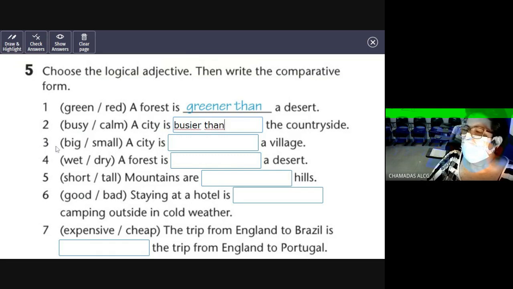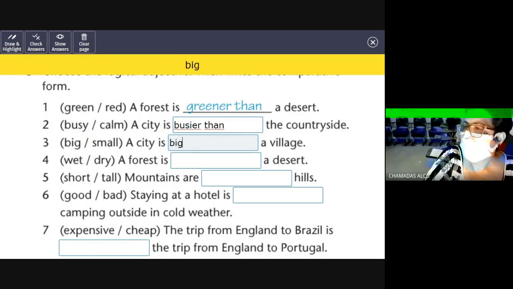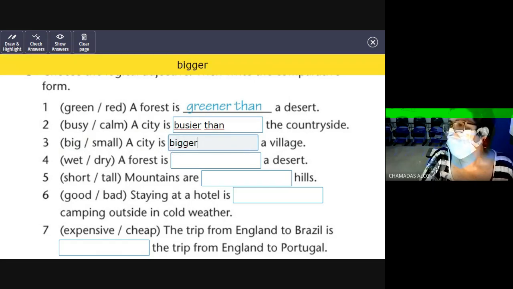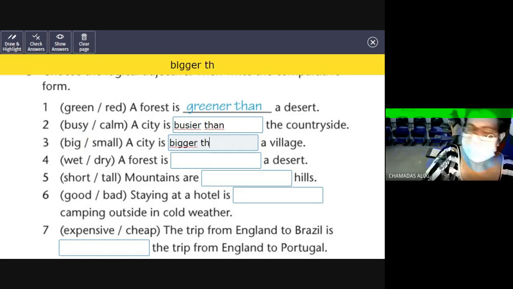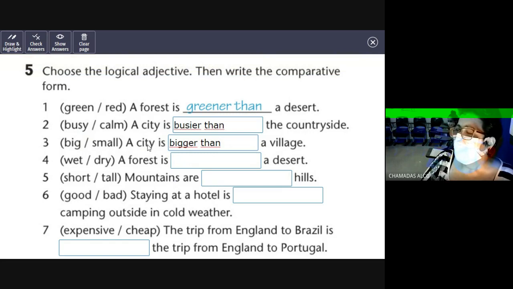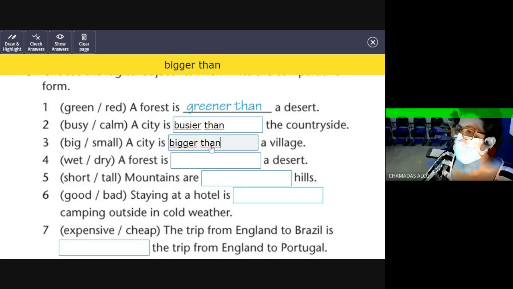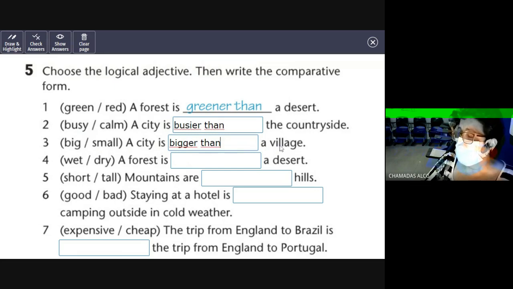Now, number 3, a city is bigger than a village. Remember, here we have CVC, consonant, vowel, consonant. So I have to double the G. Yes, double the consonant. So G again, and then ER. Okay, bigger than a village. Okay, a city is bigger than a village.